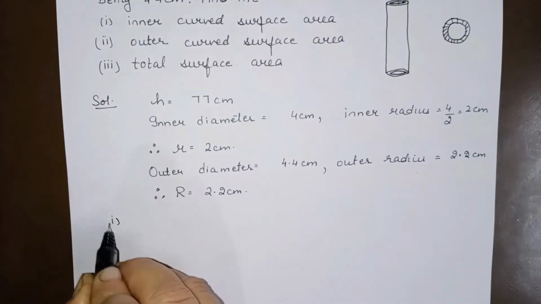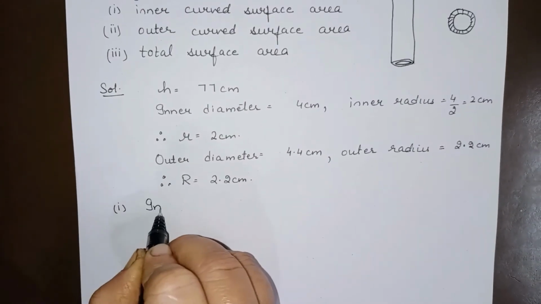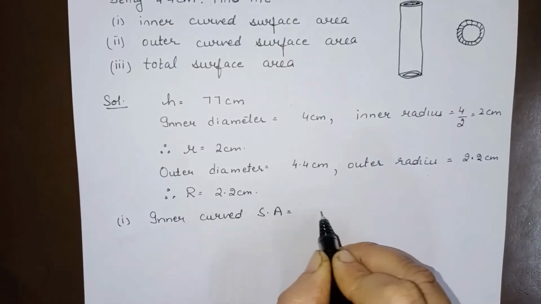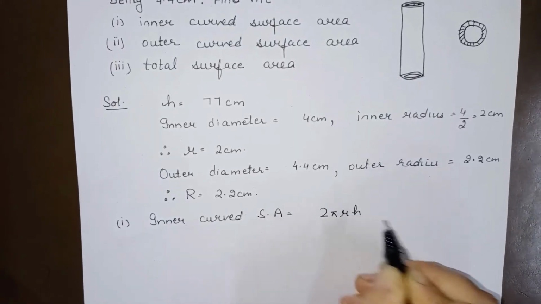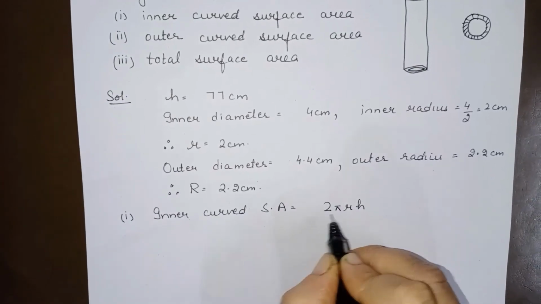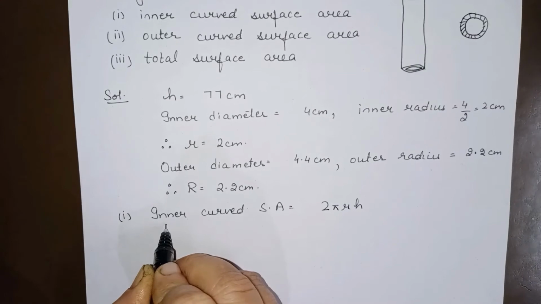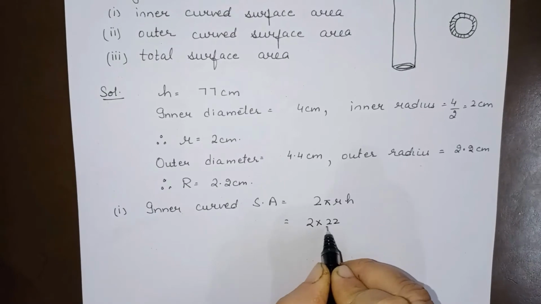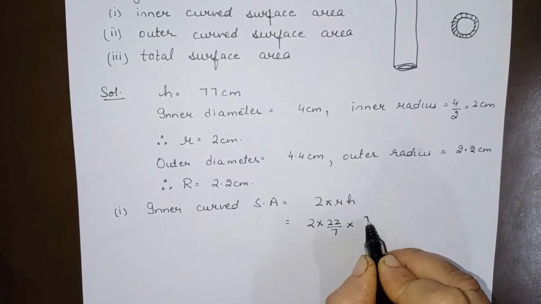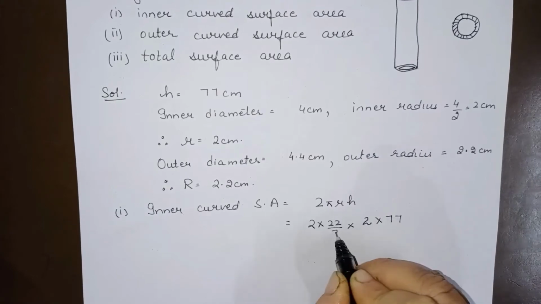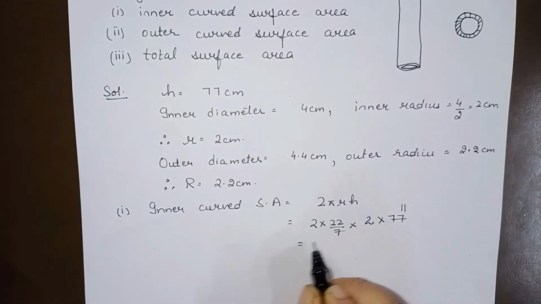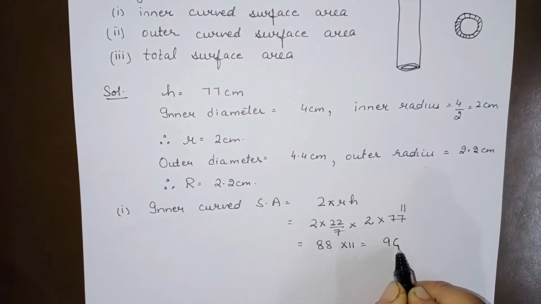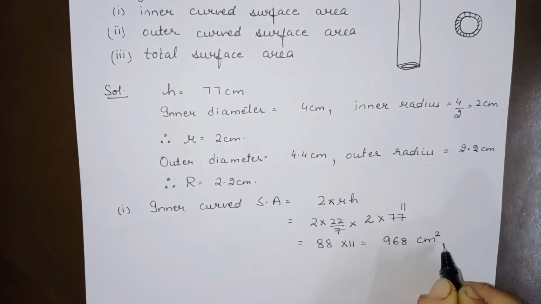So first of all, we have to find the inner curved surface area. So inner curved surface area is given by 2 pi RH. The formula for the curved surface area of cylinder is 2 pi RH. We have to find the inner curved surface area. So we are taking the inner radius. So let us substitute the value. Pi is 22 by 7. Small r is 2. H is 77. So this is 11 from here. So this is 88 into 11 and this answer will be 968 centimeter square.